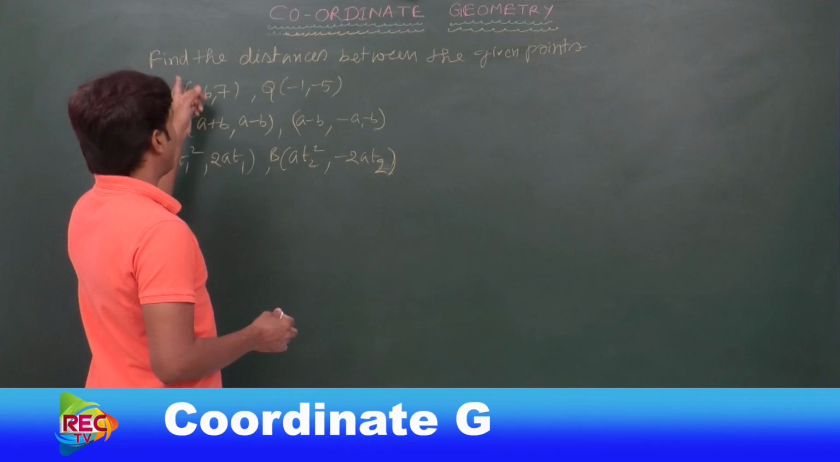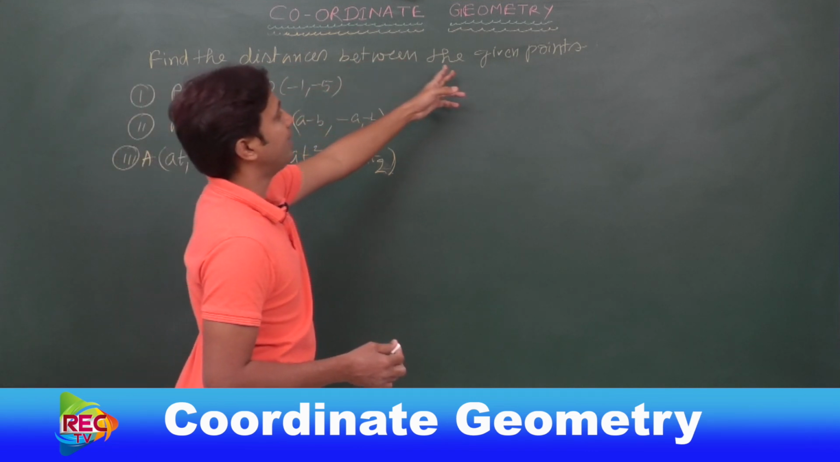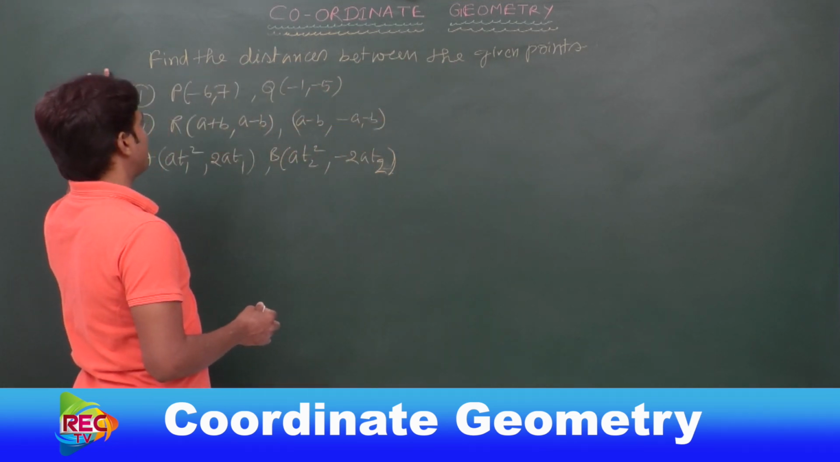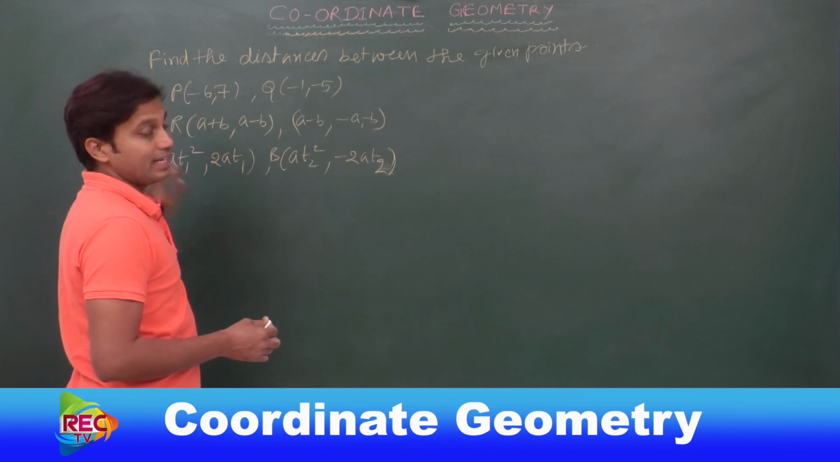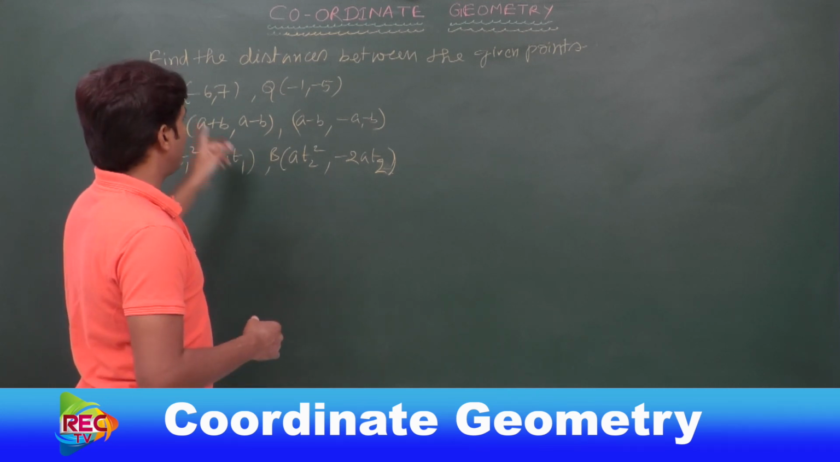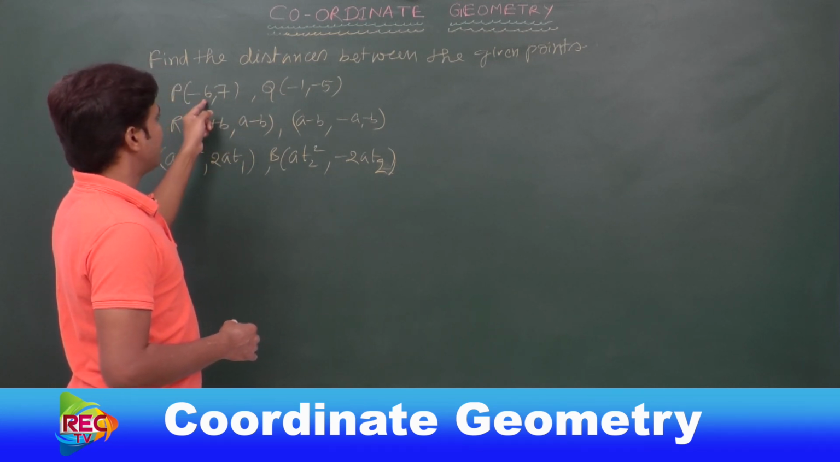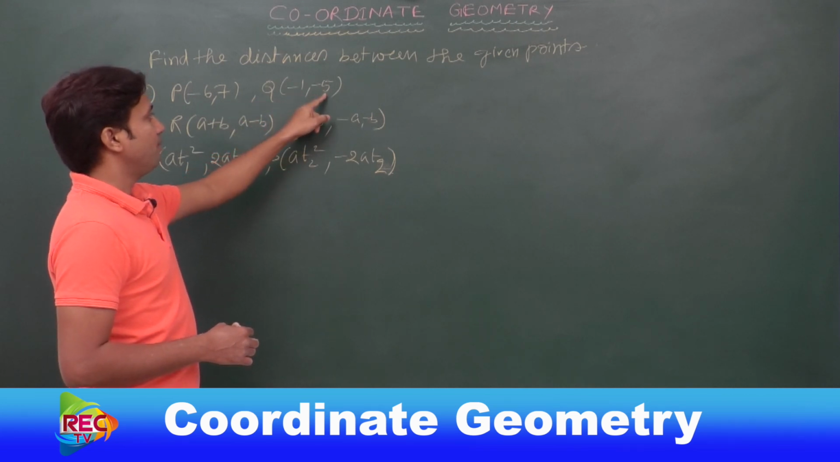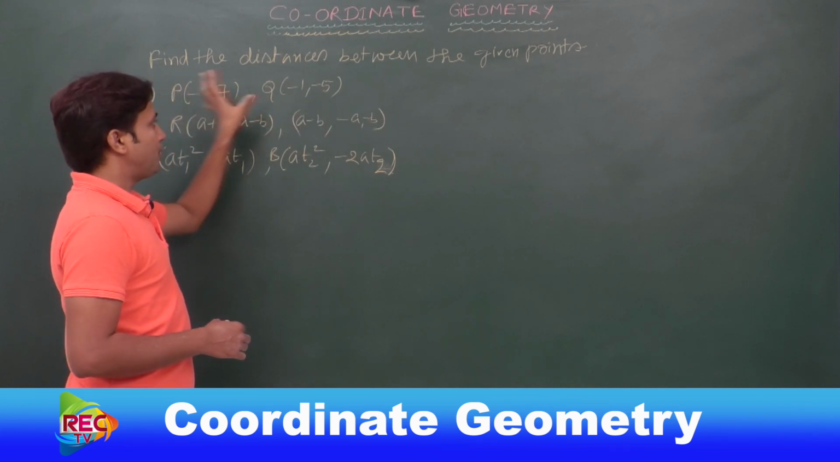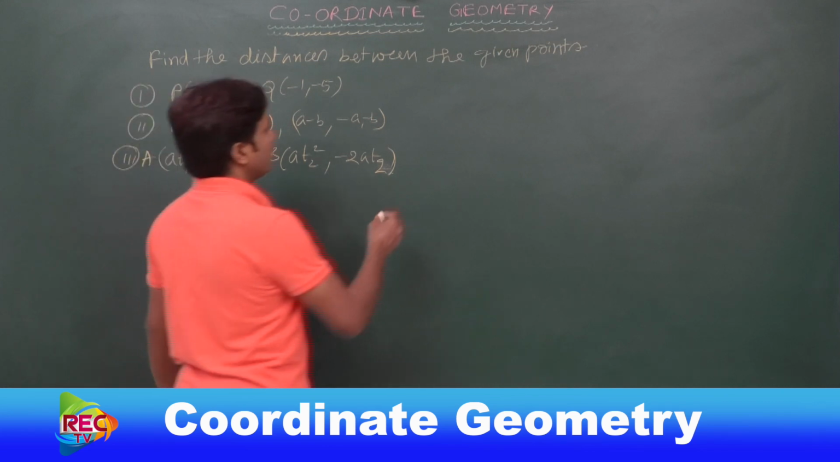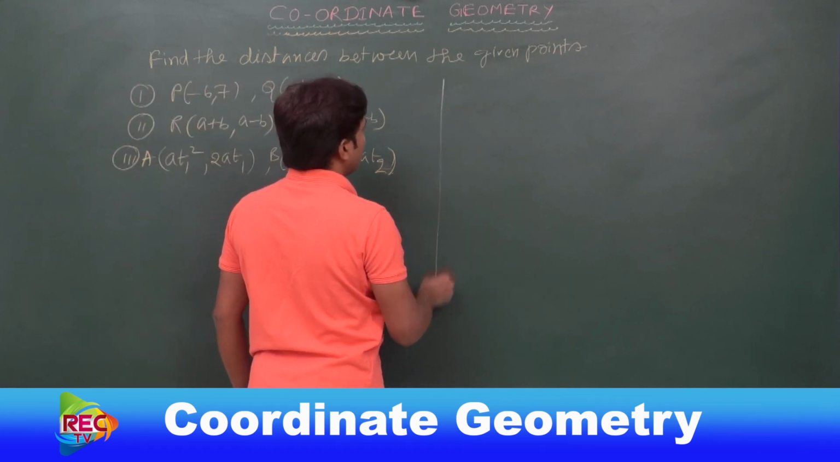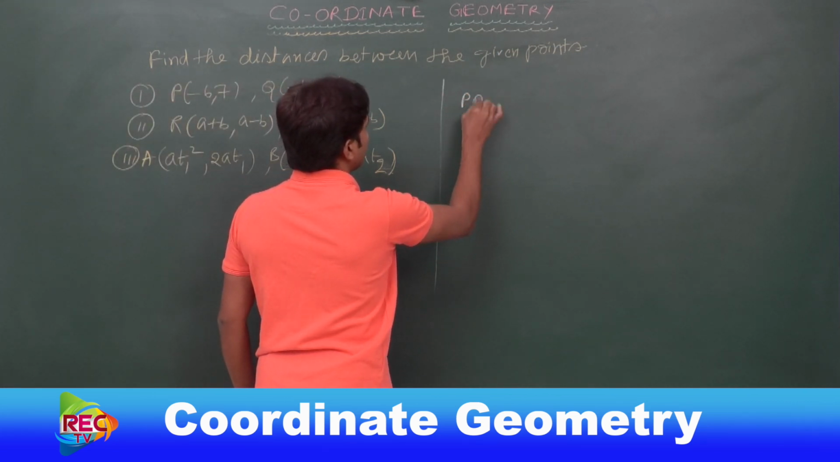We have been given points and need to find the distances between them. Three problems are given for us. In the first problem we have given (-6, 7) and (-1, -5). So the distance PQ we need to find out. So just let me do it. So PQ would be what?